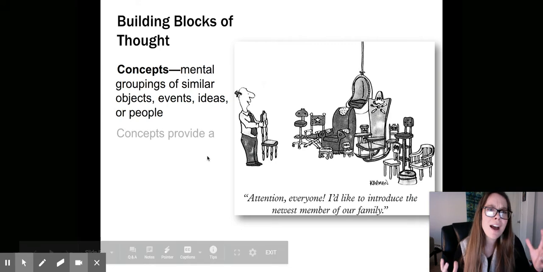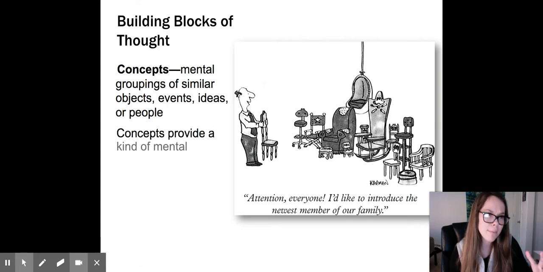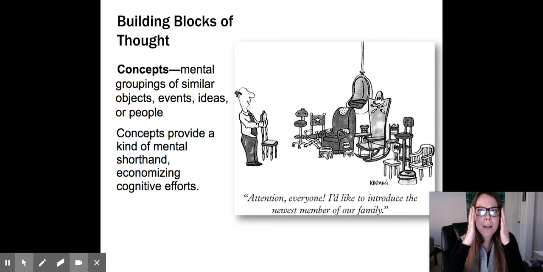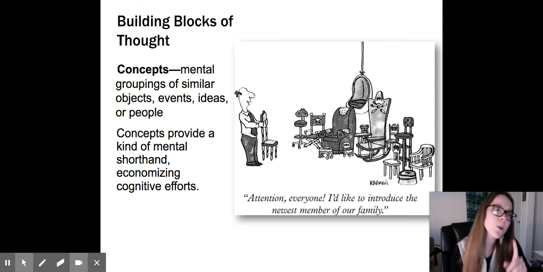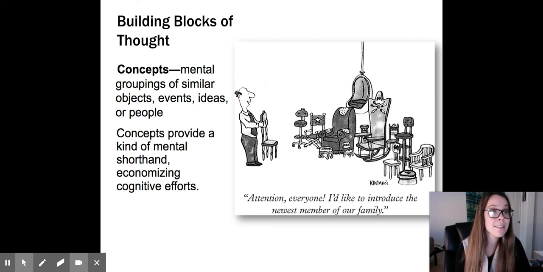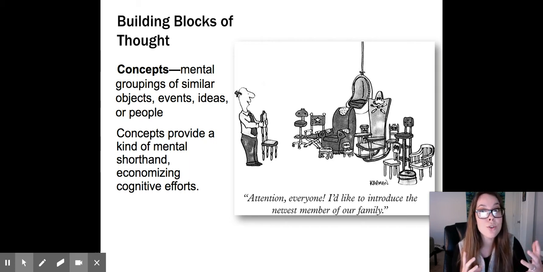And within those images, we also have concepts. Concepts are mental groupings of similar objects, events, ideas, or people. So, for example, we love to group together school stuff, right? So notebooks, pencils, school attire, or concepts of sports. So you might have all your sports stuff put together in your brain, right? And so we create these groupings to enable us to store more information. Concepts provide a kind of mental shorthand or a shortcut to our cognitive efforts.